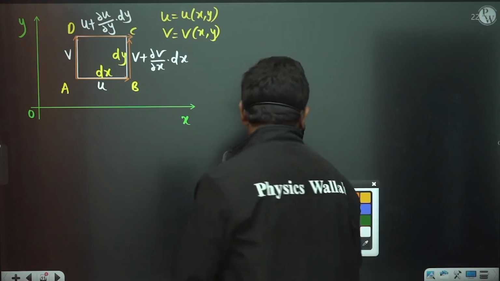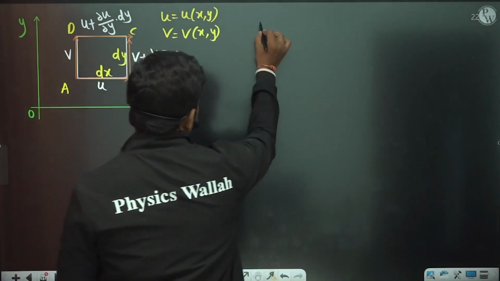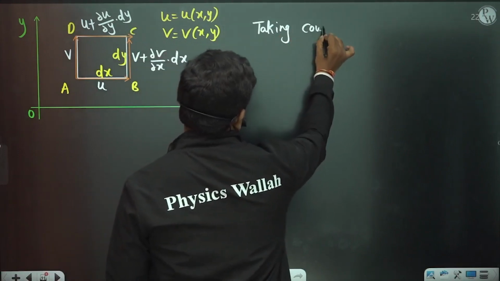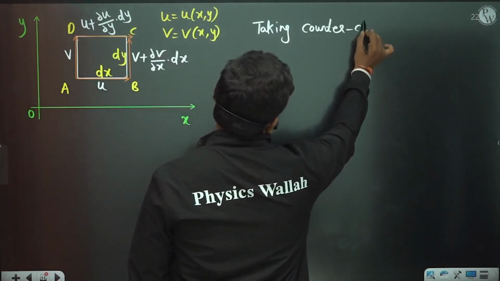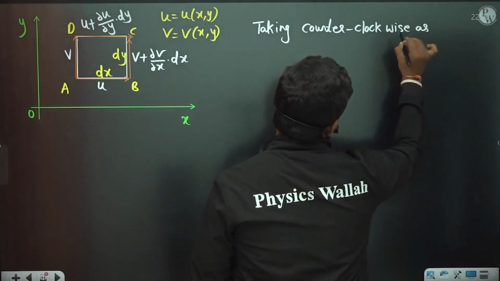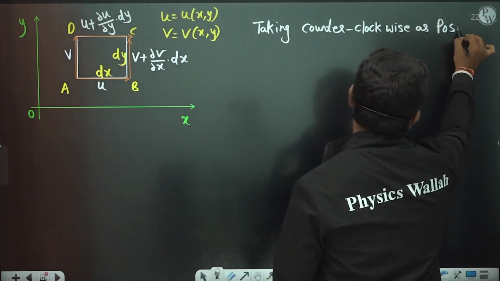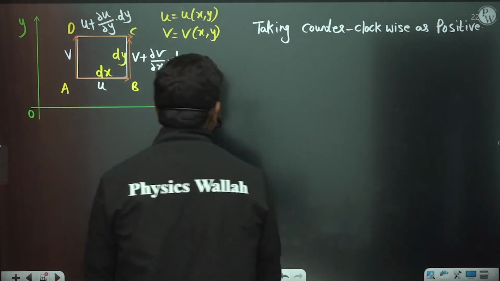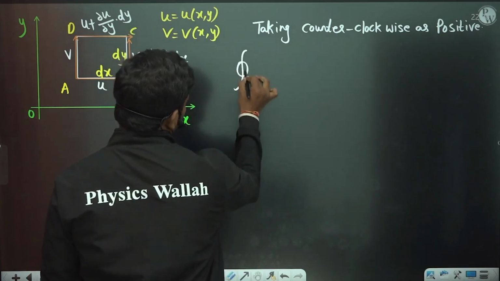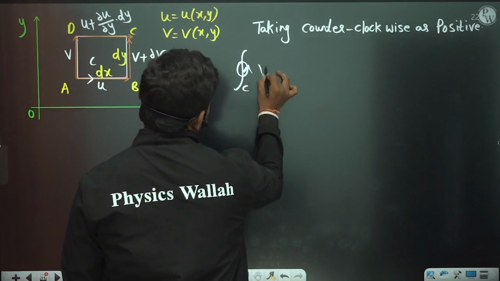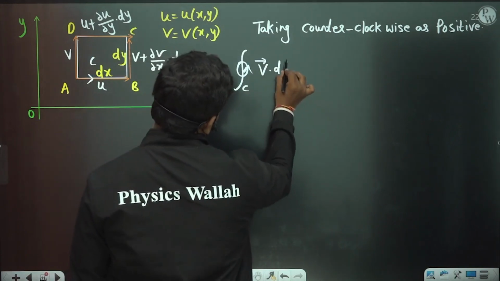So taking counterclockwise as positive. Now see here carefully, you need the cyclic integral over the complete path C. Let us suppose this is the complete path C, v bar dot dl bar in this case, okay?